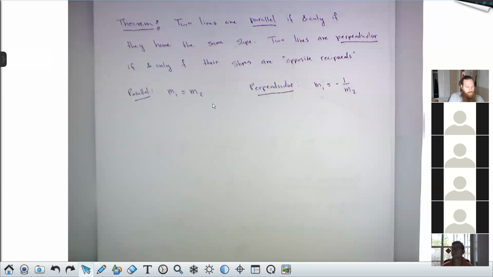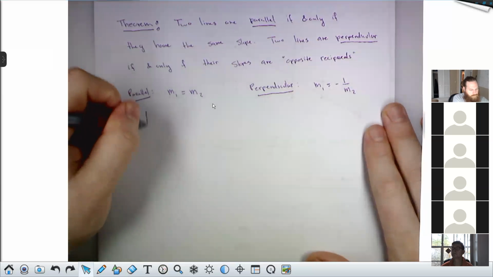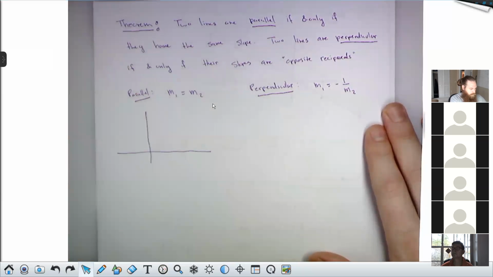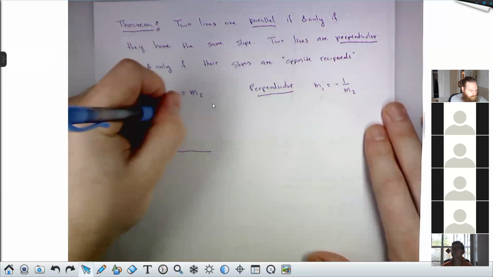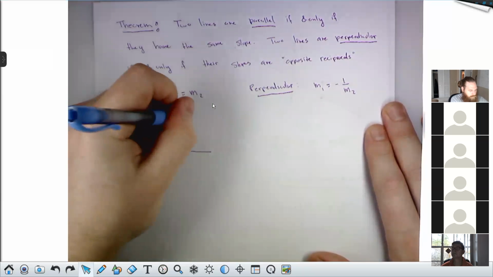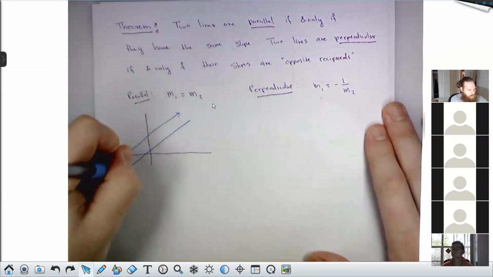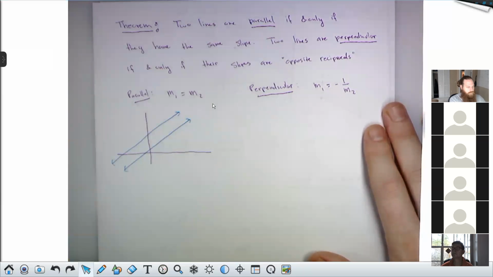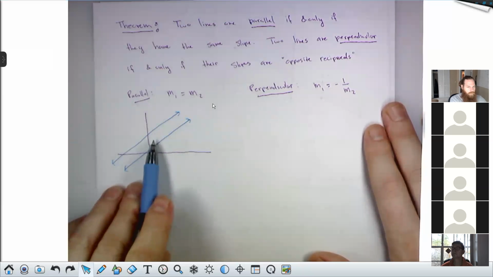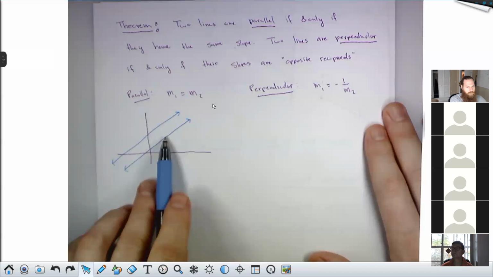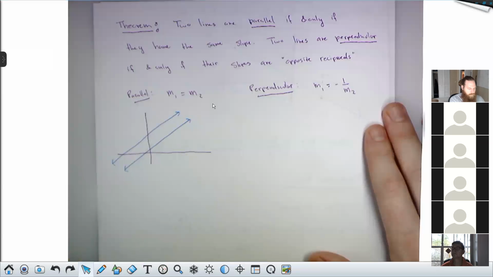All right. And the picture, of course, parallel lines, they never touch. So two parallel lines might look something like this. And you see they have the same slope. You go over some amount, you go up some amount for the one line. That's the same amount you have to go over and up to stay on the other line. Same slope.